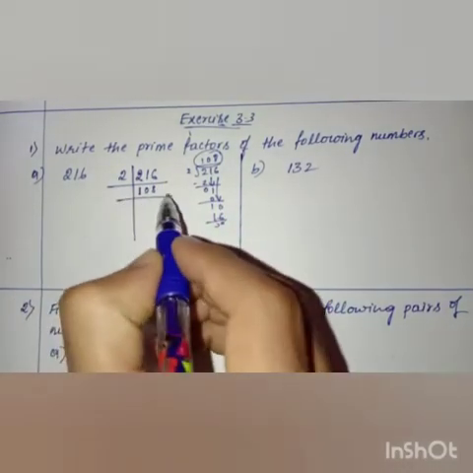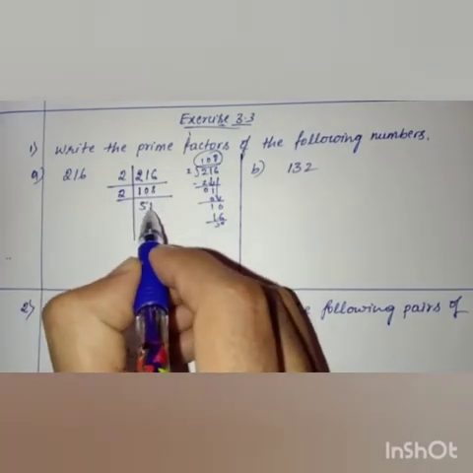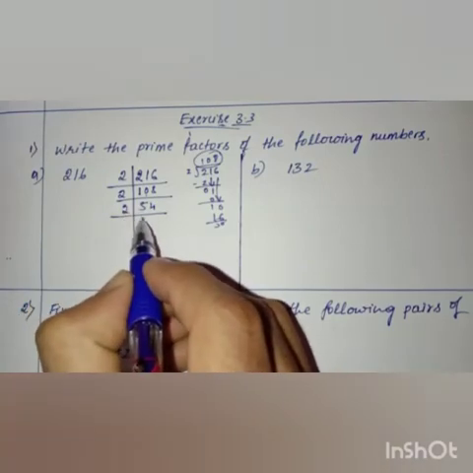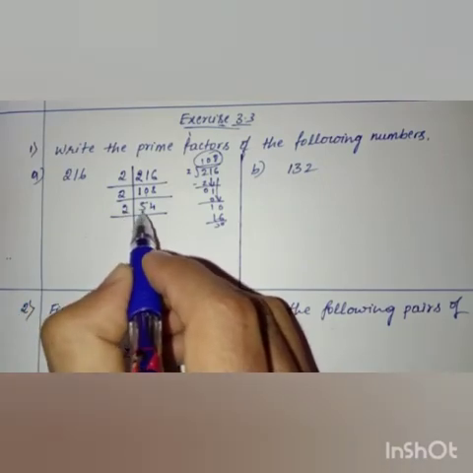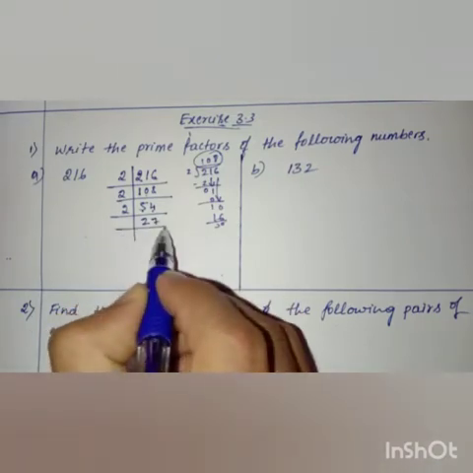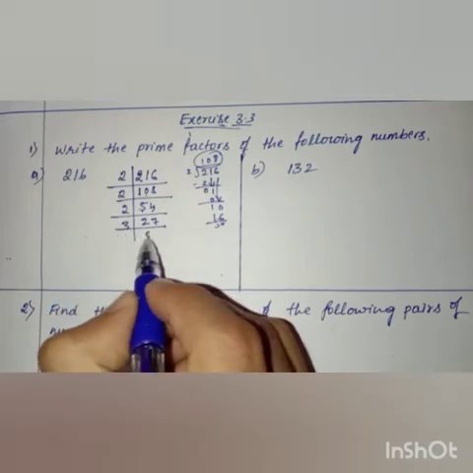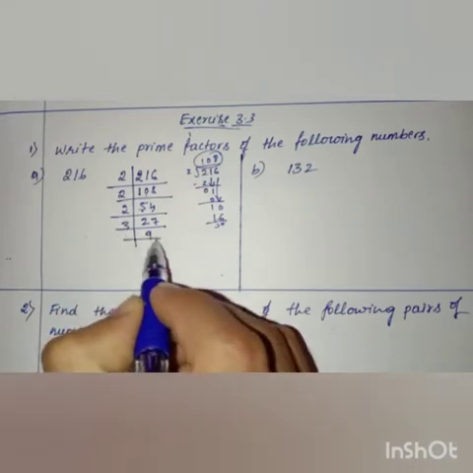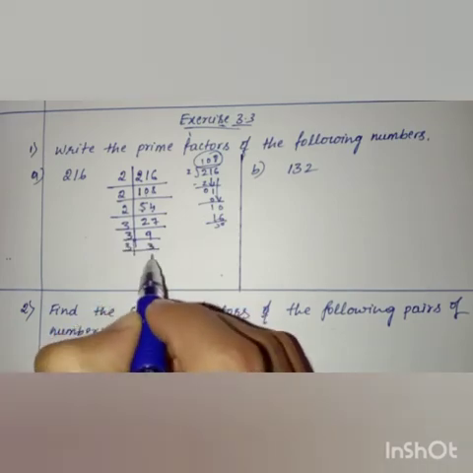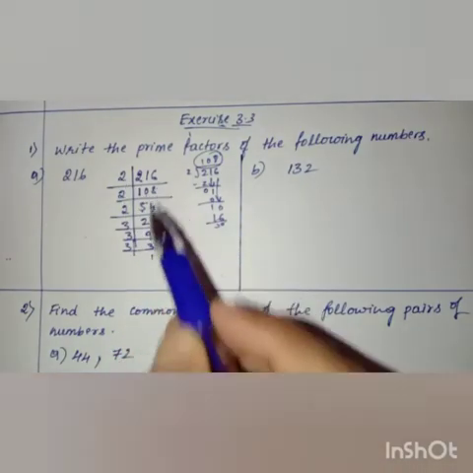Now again it is divisible by 2. 2 5s are 10, 2 4s are 8. Again it is divisible by 2. 2 2s are 4, 1 is remaining. It will become 14. 2 7s are 14. Right. Next, from 2 it is not divisible. Go for 3. 3 9s are 27. Again from 3, 3 3s are 9. Now from 3, 3 1s are 3. So these are the prime factors of 216.